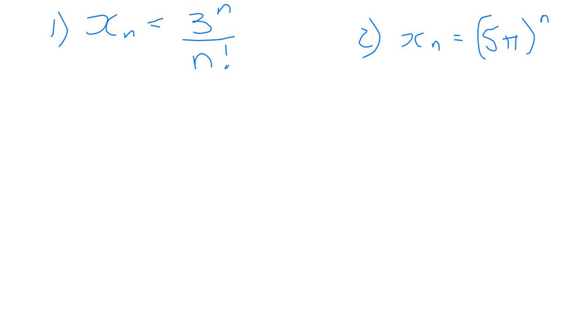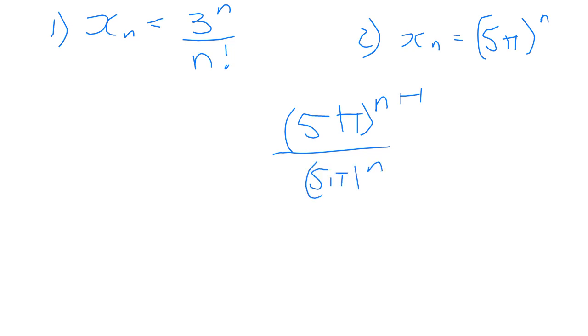If you use the ratio test, you could have done 5 pi to the n plus 1 over 5 pi to the n. And of course, when you divide, you get left with 5 pi. Of course, you'd have a limit beside it, but the limit of 5 pi is 5 pi. And that is greater than 1. That's why I said the ratio test works for all of them, to be honest with you.